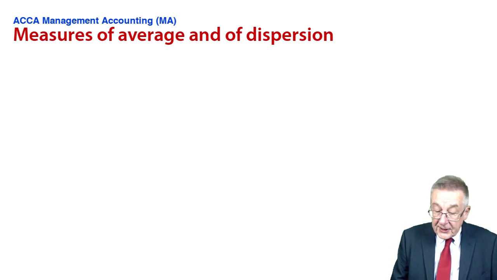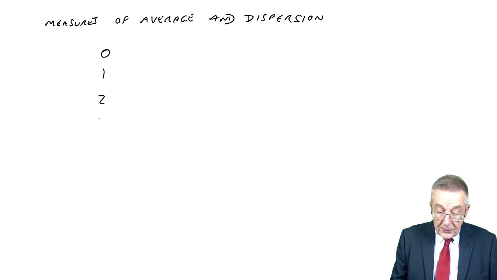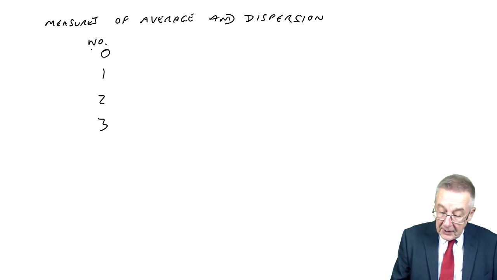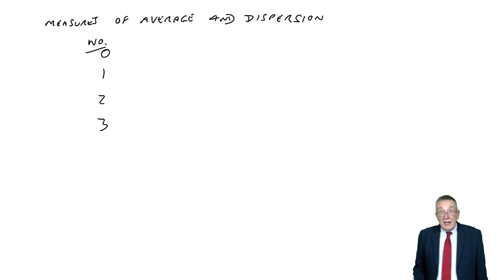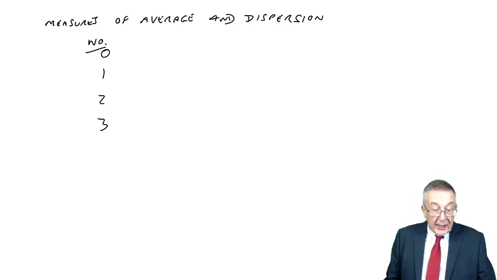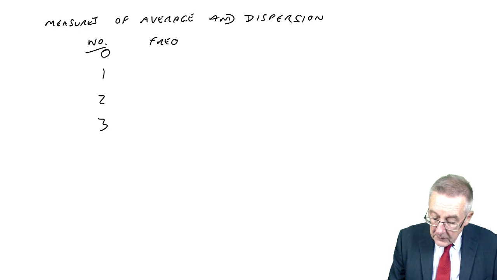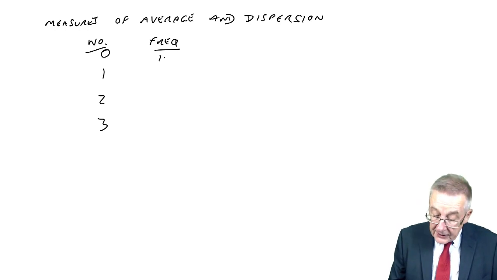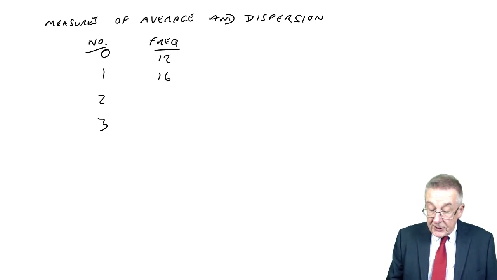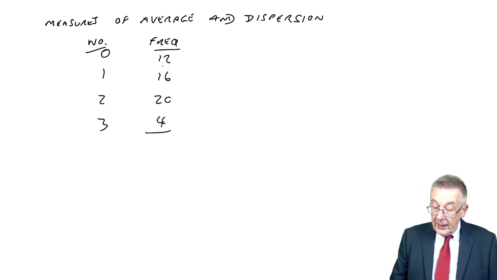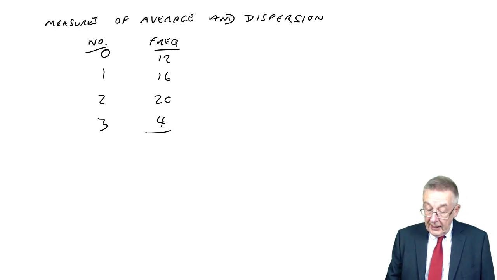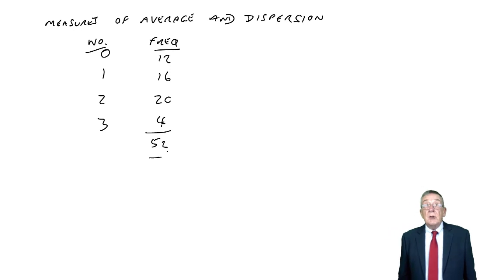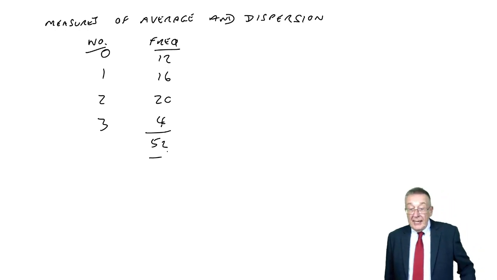So it turns out the complaints per week, some weeks were 0, some weeks were 1, some weeks 2, some weeks 3. So that's the number of complaints. And how many weeks did we get each of those, or what we call the frequency? In 12 weeks of the year, there were no complaints at all. In 16 weeks, there was 1 complaint. 20 weeks, there were 2. 4 weeks, there were 3. So there we are. Does it add up? Better check. Yeah, 52 weeks. So that's how many complaints there were per week. And shortly, we'll be interested to know, on average, how many complaints.